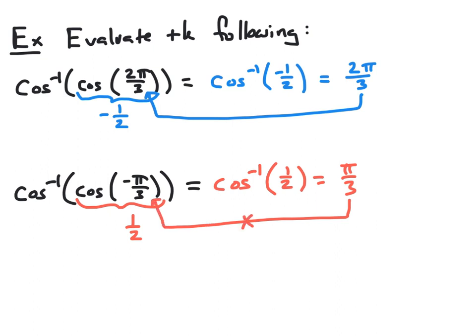Again, like in the example of the sines, notice that in this case we do not get the angle that we started with back. This is because negative pi over 3 does not lie in the range for the inverse cosine, which is 0 to pi. Whereas in the first example, 2 pi over 3 does land in that range.